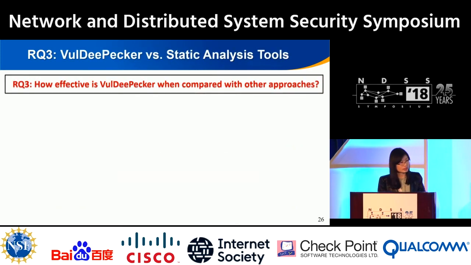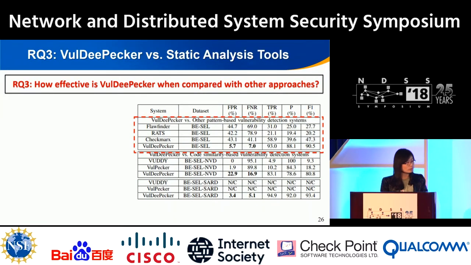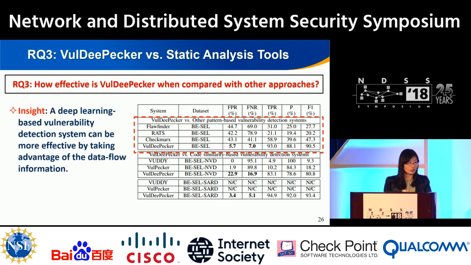The third research question is, how effective is VulDeePecker when compared with other approaches? We compare VulDeePecker with static analysis tools. From this table, we can see that VulDeePecker substantially outperforms other pattern-based vulnerability detection systems. We draw the following insight. A deep learning-based vulnerability detection system can be more effective by taking advantage of the data flow information.